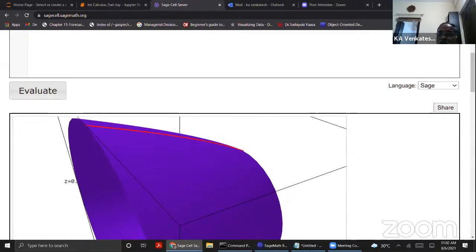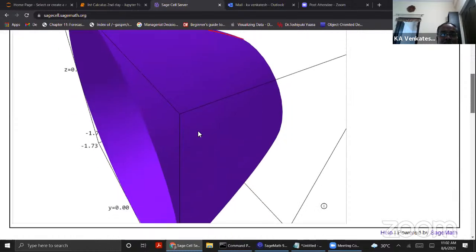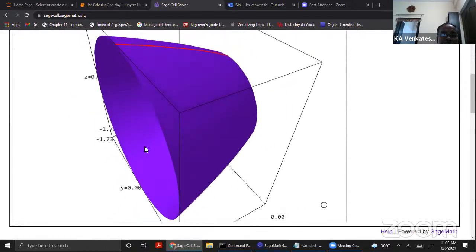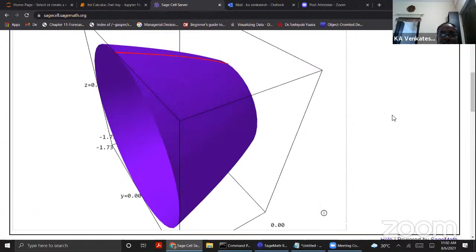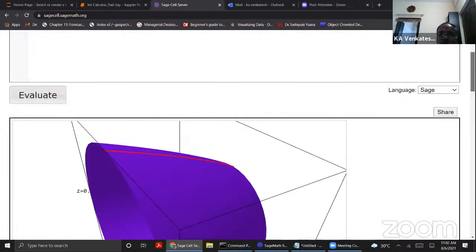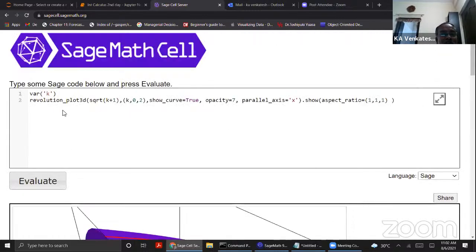So when you use this one, you can string it. See, now you can reduce the size so you can see all the points. So which axis where it goes, and you can change the colors also. So that is, once you start using it, you will play around with it. Now the new syntax is revolution_plot.